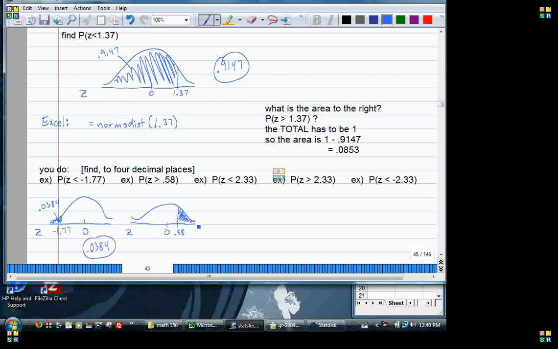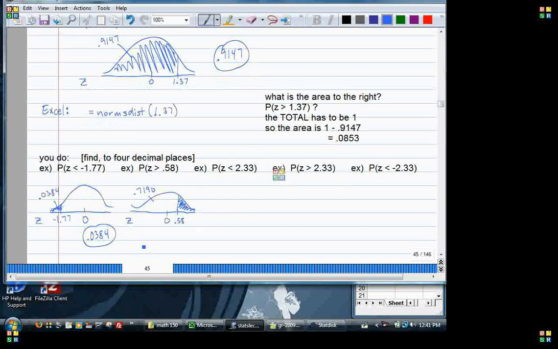Now when you type this into Excel, what do you get? 0.7190. Is that your answer? No. What is 0.7190? 0.7190 is the area to the left. So let's label that. So how are we going to get our answer? You do 1 minus.